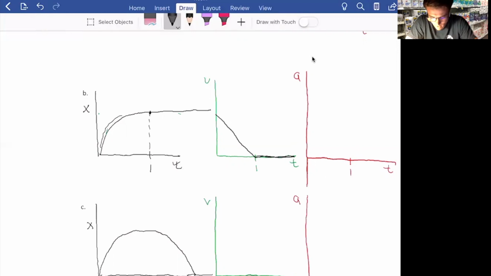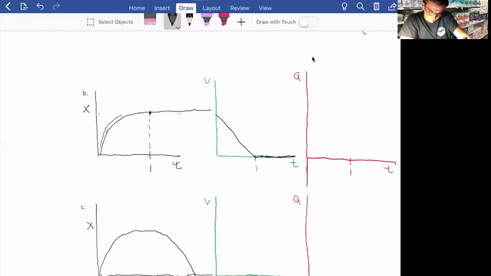Okay, cool. So then what is the acceleration? Well, again, acceleration is the rate of change of velocity. So do we have a change in velocity? Yeah, we have a change in velocity. At least before 1 second, we have a change in velocity.